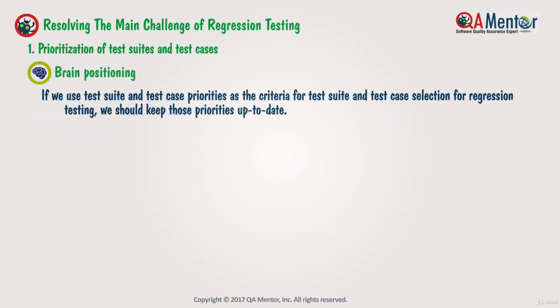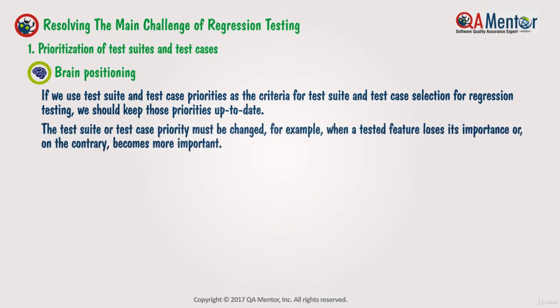Priority maintenance. If we use test suite and test case priorities as the criteria for test suite and test case selection for regression testing, we should keep those priorities up to date. The test suite or test case priority must be changed, for example, when a tested feature loses its importance or, on the contrary, becomes more important.